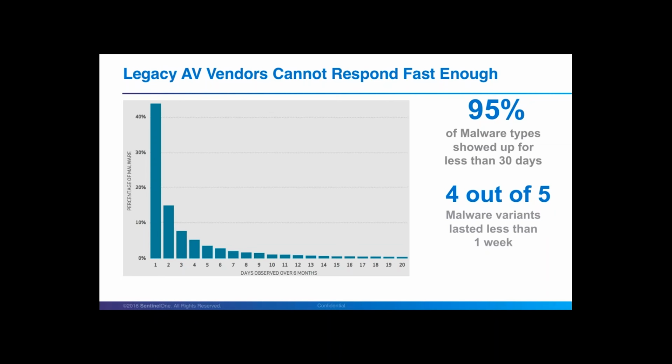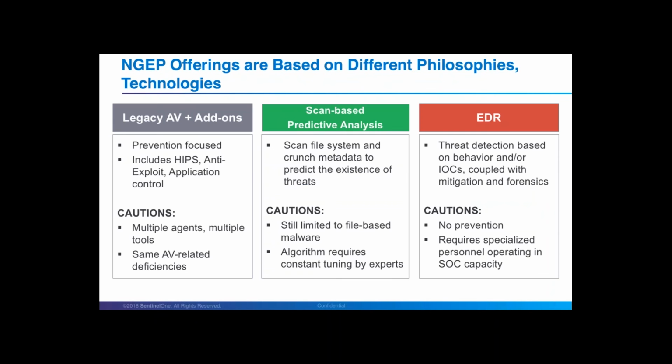So those are three categories. Conventional antivirus is going to have a problem with most of that. So that's the problem. Legacy antivirus vendors cannot respond fast enough. So 95% of the malware that we see was only available or in use, active in the wild, for 30 days or less than 30 days. 4 out of 5 variants that we see lasted less than a week. In other words, the campaign was over, launched and done in less than a week.